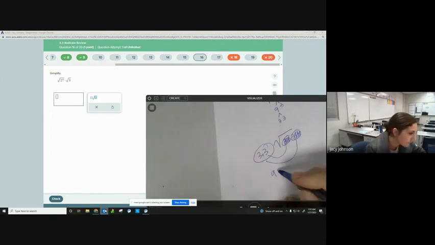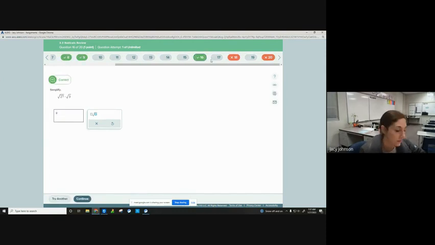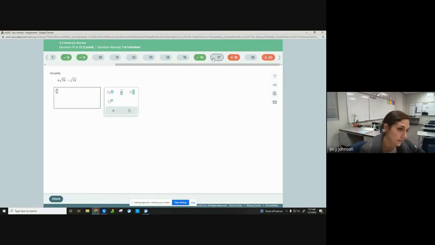So I no longer have to write my radical sign, and my answer is just 9. It's not a square root at all. Now, sometimes I am going to be left with something on the inside, but not always. Let's look at this for example.